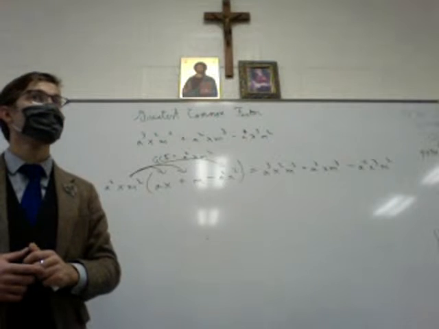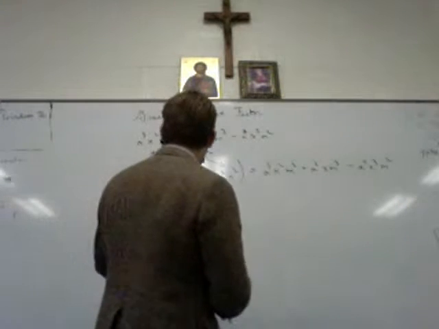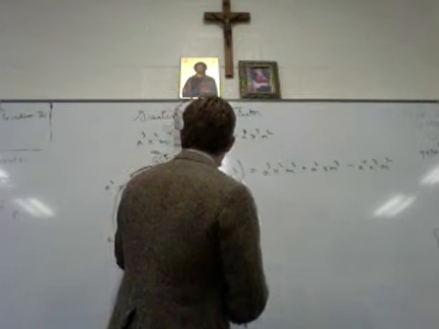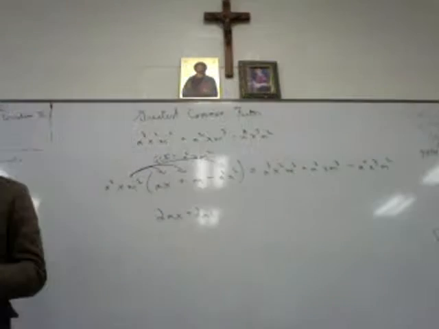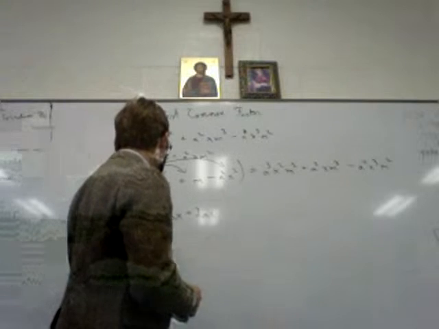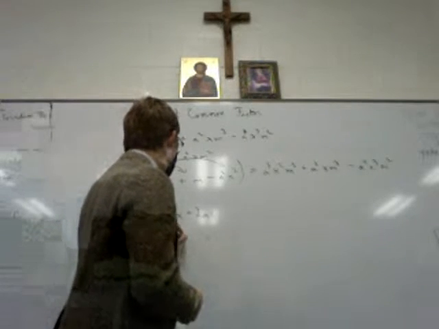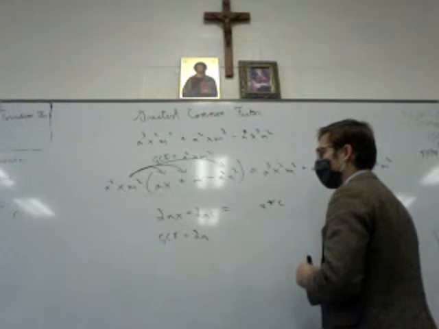Does that make sense? Let's do another one. Let's do a simpler one. 2ax plus 2ac. What's the greatest common factor of these two terms? 2a is the GCF. Okay, GCF is 2a. So how am I going to rewrite?